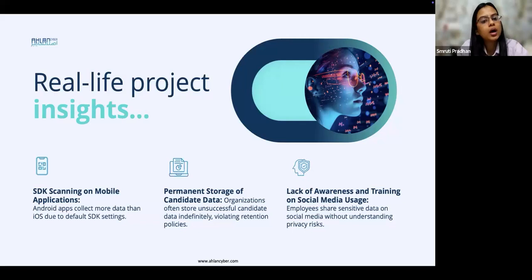Then moving on to a different and interesting insight which we have seen in multiple organizations, specifically with the HR department. When they're onboarding a candidate, there are multiple instances where they start collecting personal data from the candidate before they convert into a successful employee.